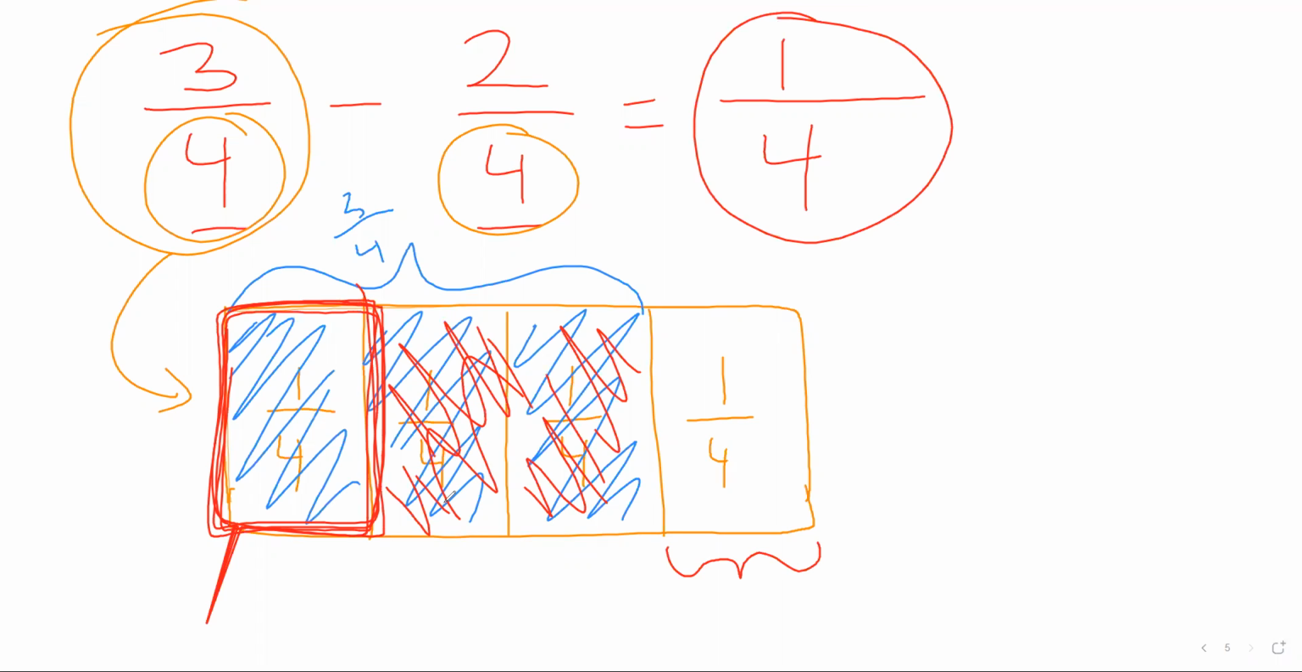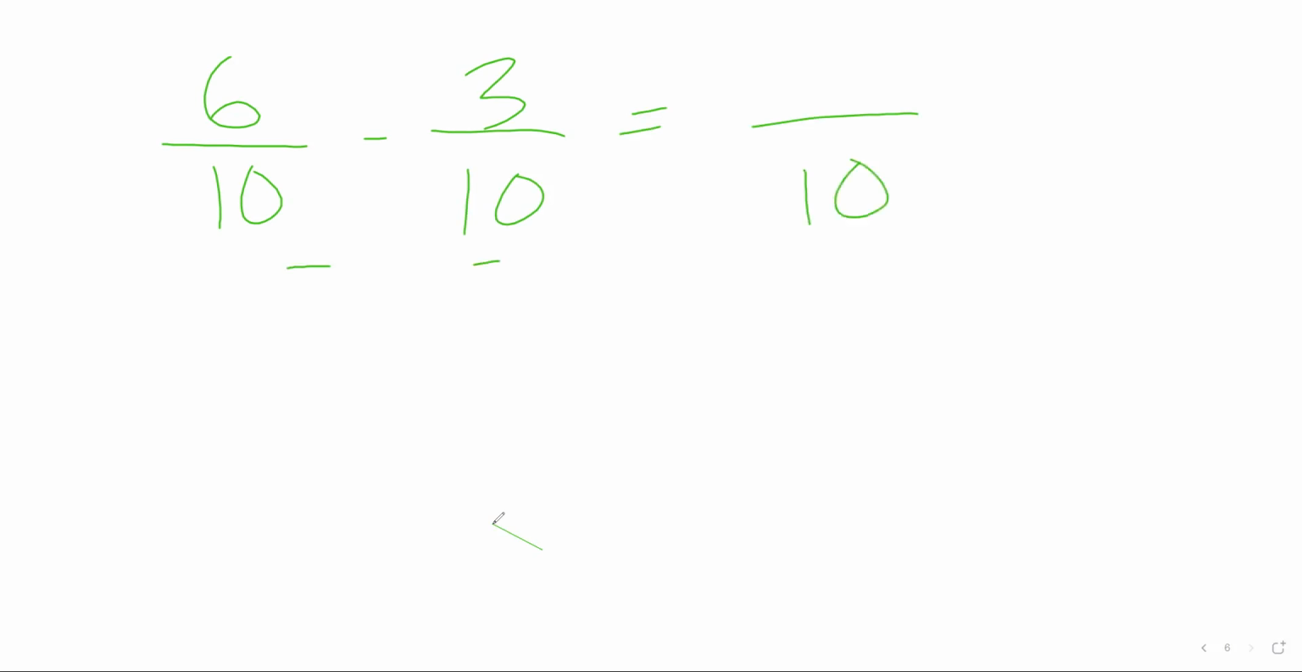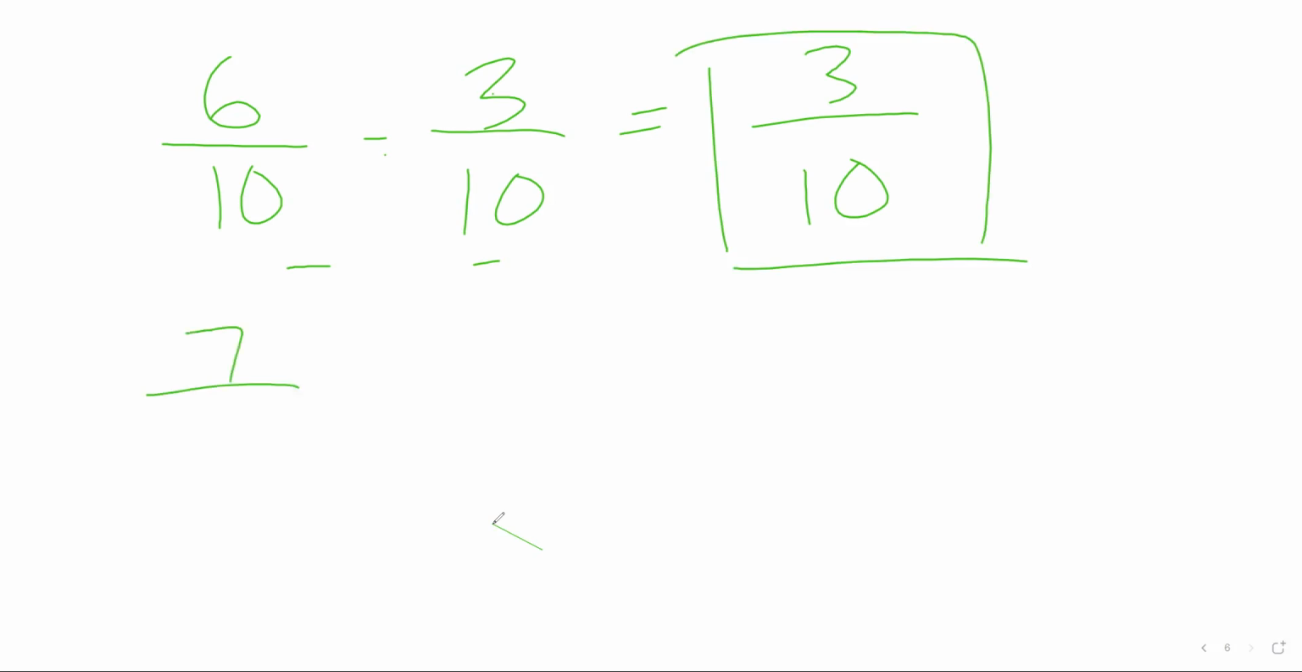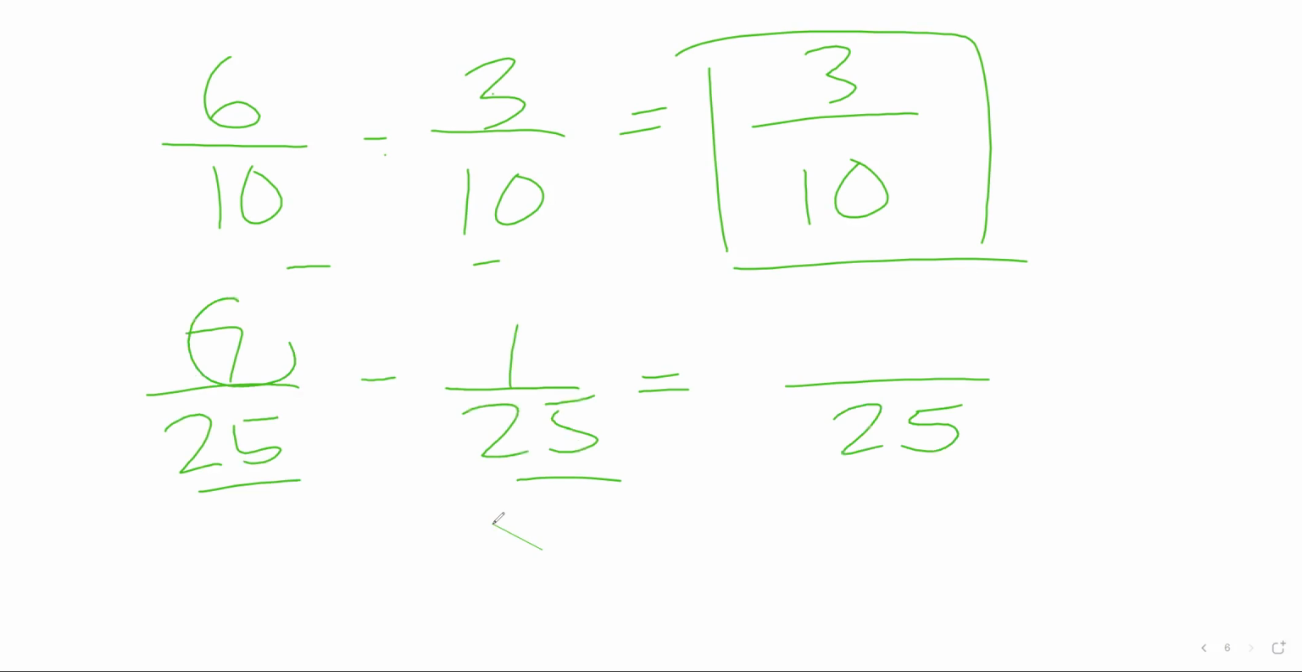Okay, so quickly, we think of that process again. Subtracting fractions would look like that idea that if I had 6/10 and I subtract 3/10, again, denominator stays the same. 6 minus 3 is 3. My answer is 3/10. If I had 7/25 and I'm subtracting 1/25, again, denominator stays the same. 7 minus 1 equals 6.